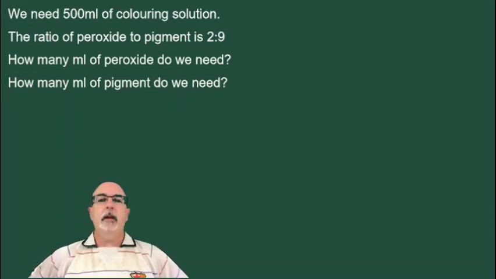We are preparing a coloring solution. We need 500 milliliters of the solution, and the ratio of peroxide to pigment is 2:9. How many milliliters of peroxide do we need, and how many milliliters of pigment do we need?